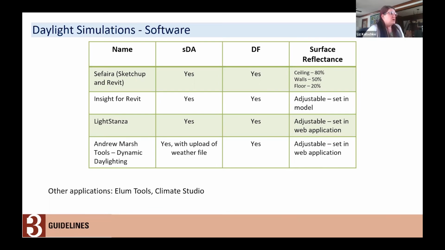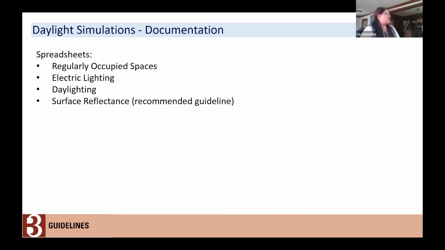The results are tracked in our worksheets, spreadsheets, as I've been mentioning, starting with listing the regularly occupied spaces that meet that definition from the beginning. And then listing the electric lighting levels that are designed, and then recording the daylight simulation results, and then again, the surface reflectance tool, which is the recommended guideline.